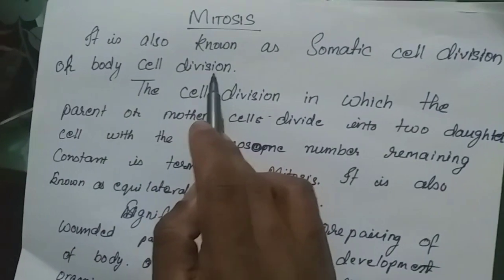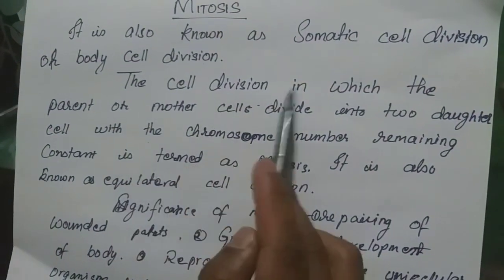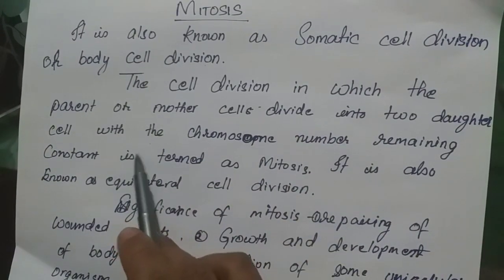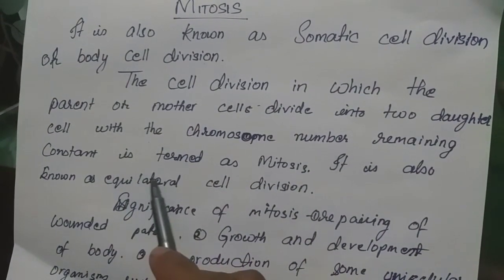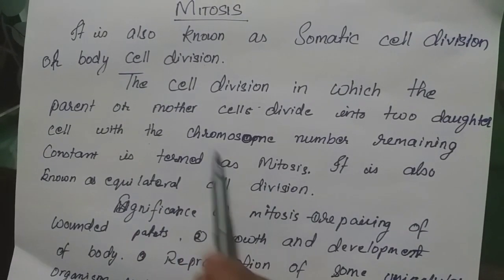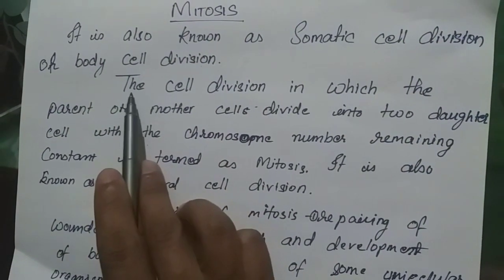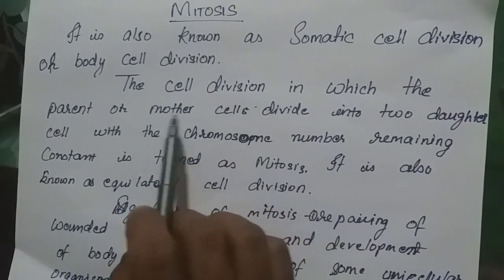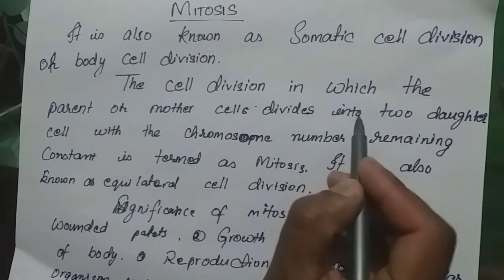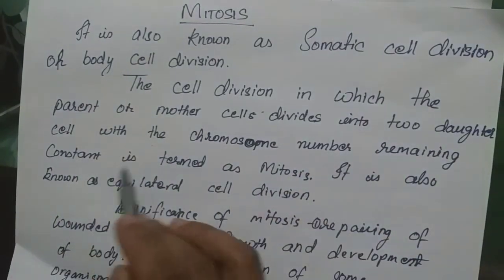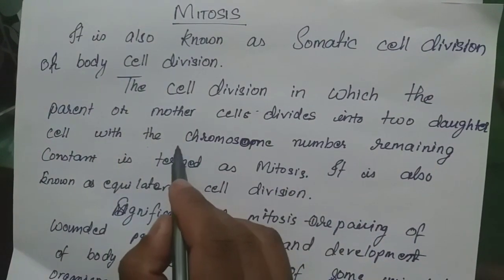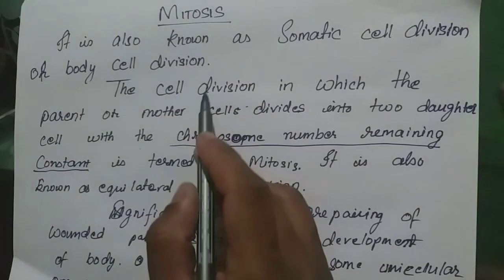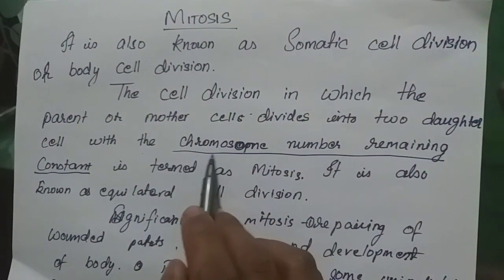Now, moving on to the definition of mitosis: the cell division in which the parent or mother cell divides into two daughter cells with the chromosome number remaining constant is termed as mitosis. It is also known as equational cell division. Now, let's read it again. The cell division in which the parent or mother cell divides into two daughter cells with the chromosome number remaining constant is termed as mitosis. Now here there is a term, chromosome number remaining constant. So this is the most important significance of mitosis.